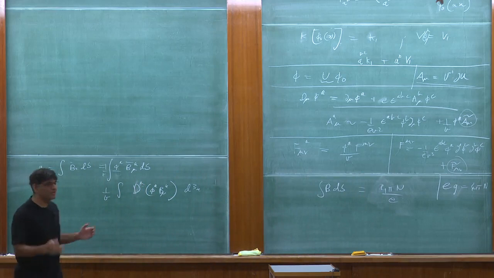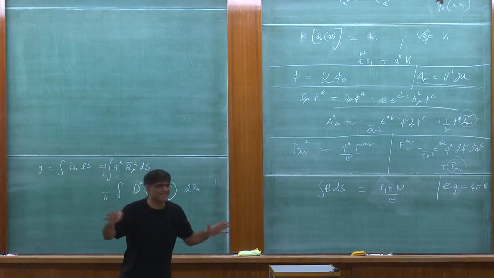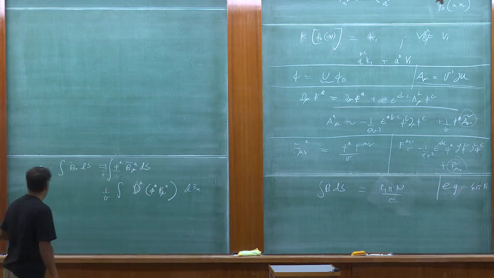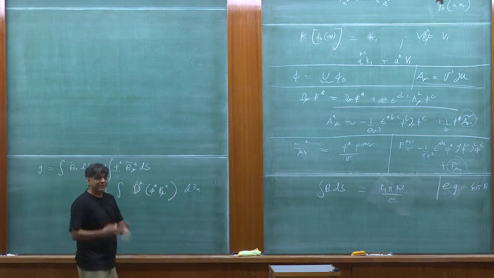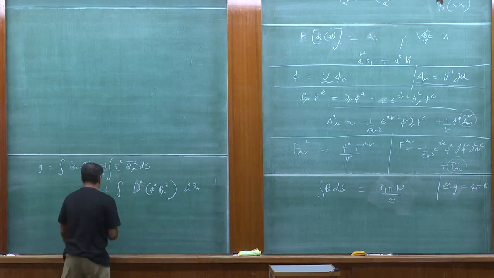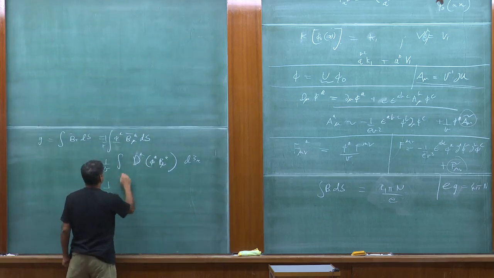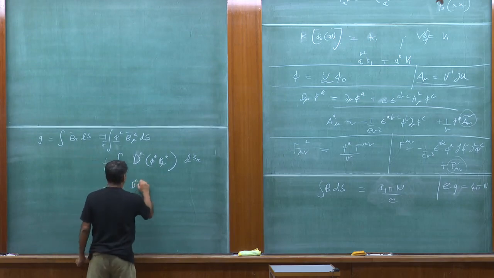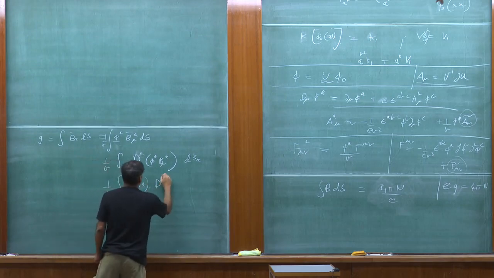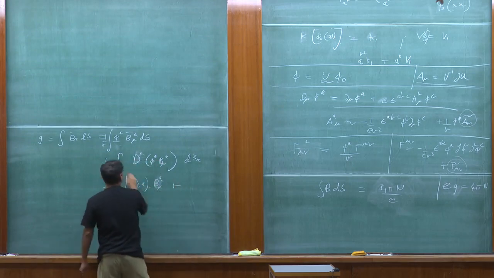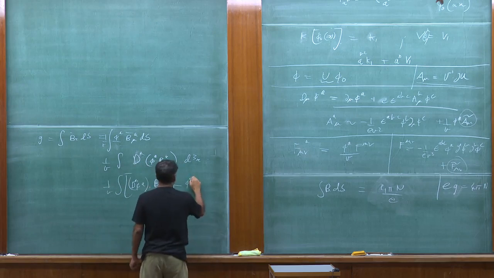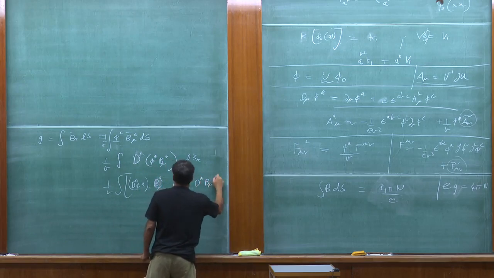And so every time I write μ, I should be writing i. Everything is space. Okay? There's no time in the whole game. I apologize for that. You understand, right? Okay. Now, and then we use the Leibniz rule. So we get 1/v times the integral of D_i φ^a B_i^a plus φ^a D_i B_i^a, d³x.